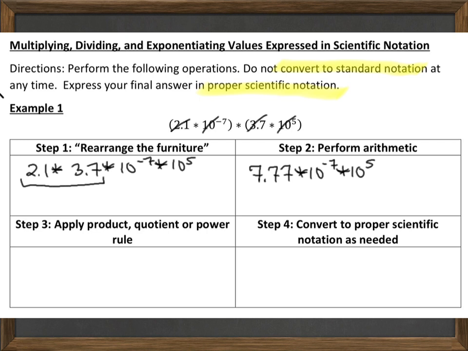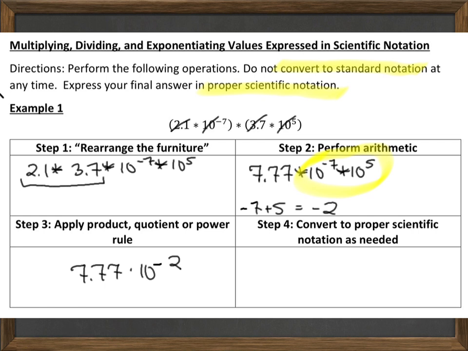Now, what I can do is apply the product, quotient, or power rule. In this case, it's going to be the product rule. Remember, our product rule tells us that if we have the same base, we can add our exponents. So we're going to have negative 7 plus 5. Well, negative 7 plus 5 is negative 2. So then we have 7.77 times 10 to the negative second power.